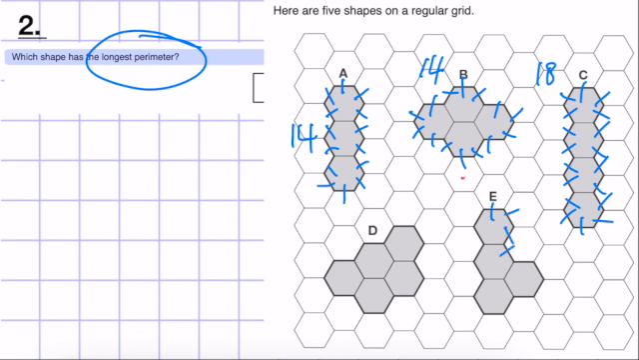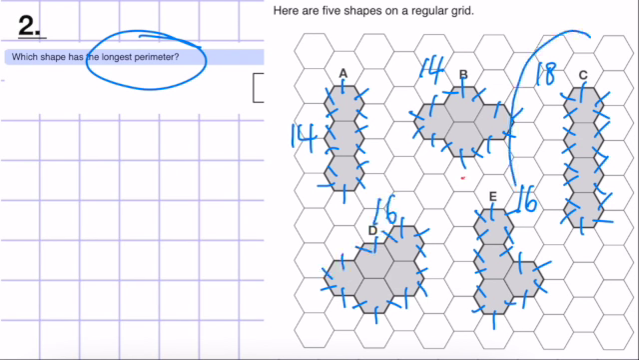1, 2, 3, 4, 5, 6, 7, 8, 9, 10, 11, 12. This has got 16. That was for E. And D. 1, 2, 3, 4, 5, 6, 8, 9, 10, 11, 12, 13, 14, 15, 16. So we have a clear answer here. The shape with the longest perimeter is C.